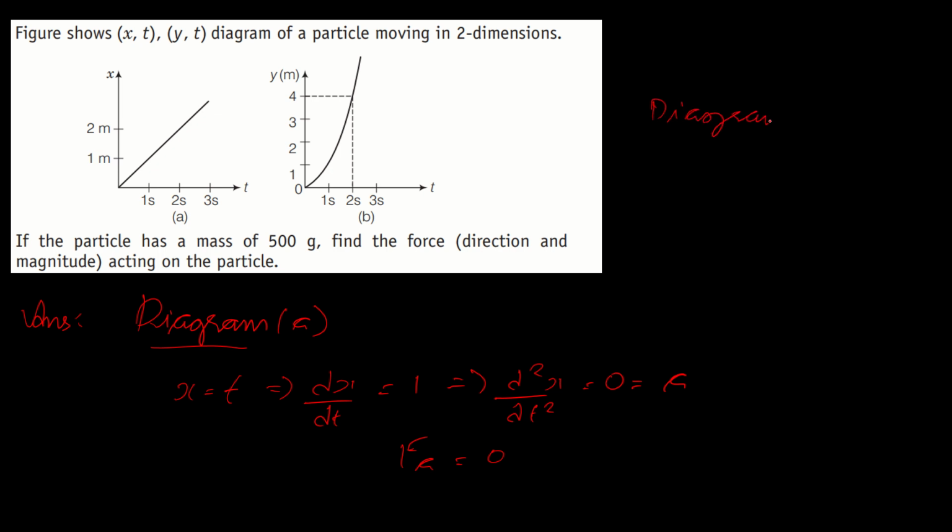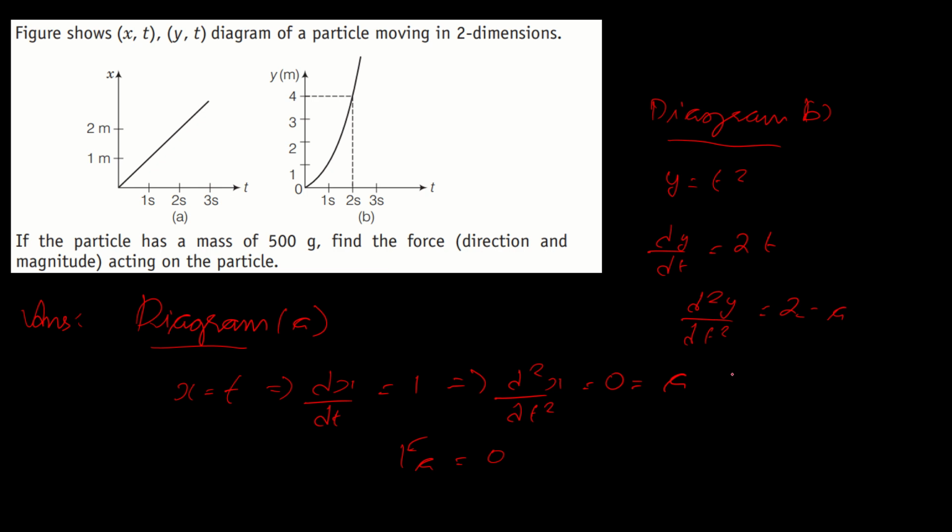Diagram B. Diagram B, the relation will be like this. It's like a parabolic relation. So it will be like this, y is equal to t square. So let's differentiate: dy by dt is equal to 2t. Let's again differentiate: d square y by dt square is equal to 2, which will be our acceleration.